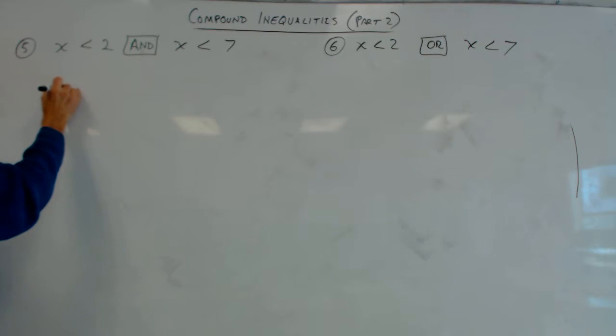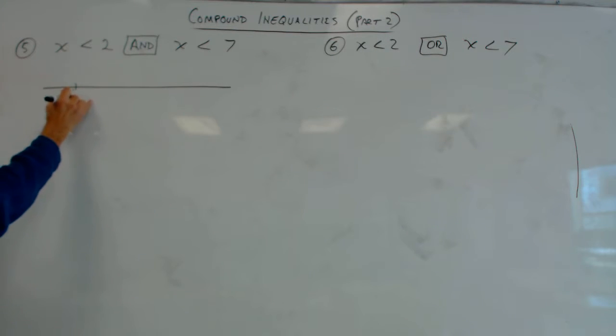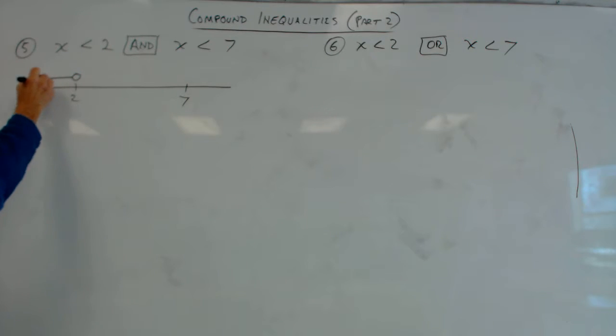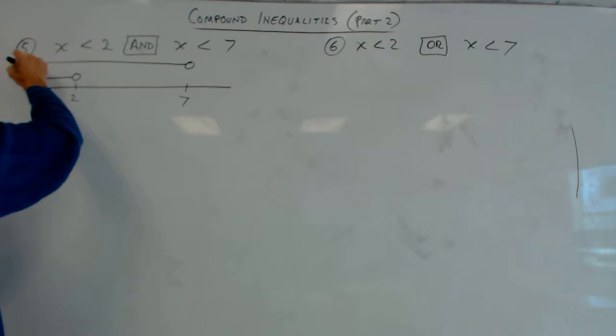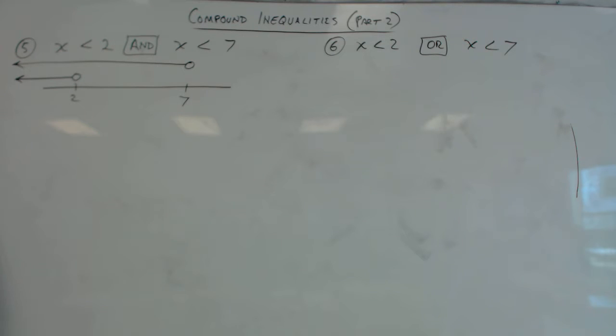All right, so graphing is pretty easy, right? Here's my 2, here's my 7. X is less than 2. It goes that way. You agree with me? Yes, I agree. X is less than 7. It goes that way, right? You agree with me? Yes.